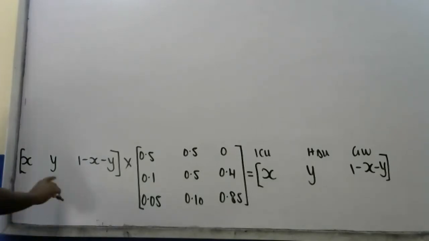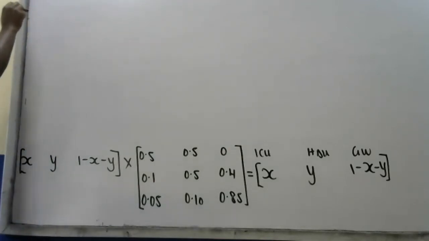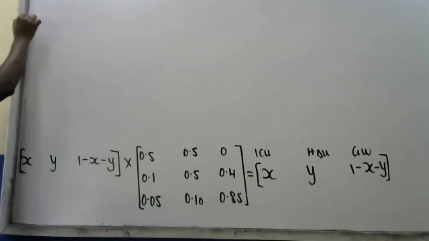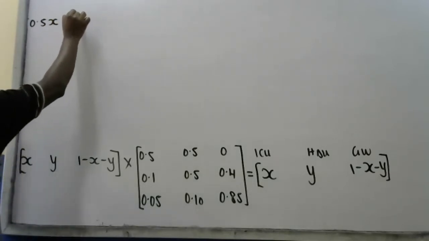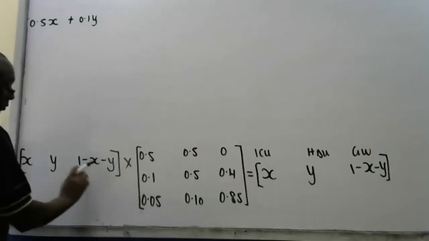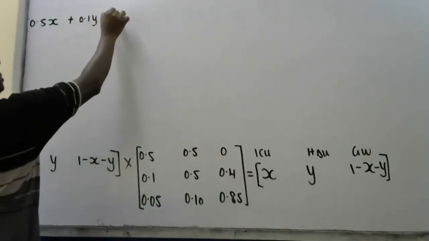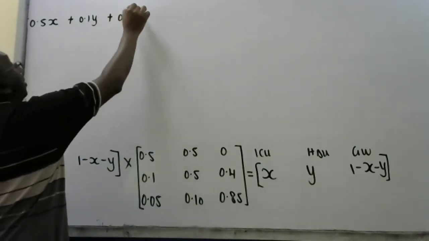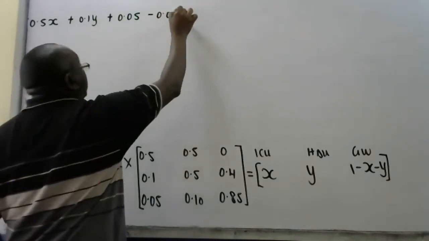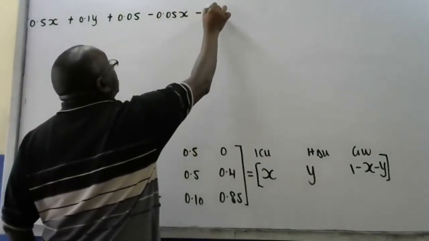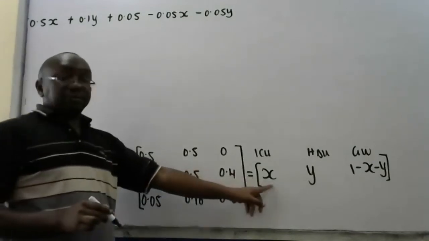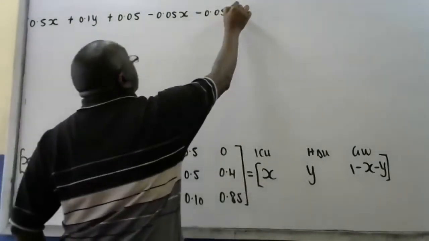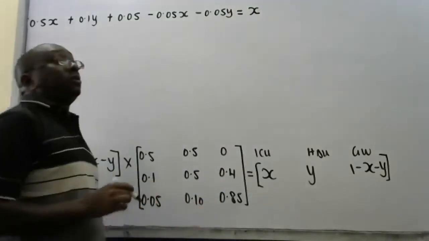And when you multiply, as usual, this row to multiply this one, we will have 0.5x. This to multiply this plus 0.1. Then this one to multiply this plus 0.05 minus 0.05x minus 0.05y. And the answer that we get is this one. So you say equals X.